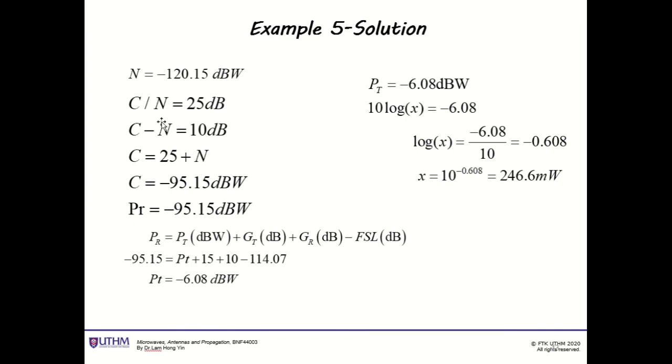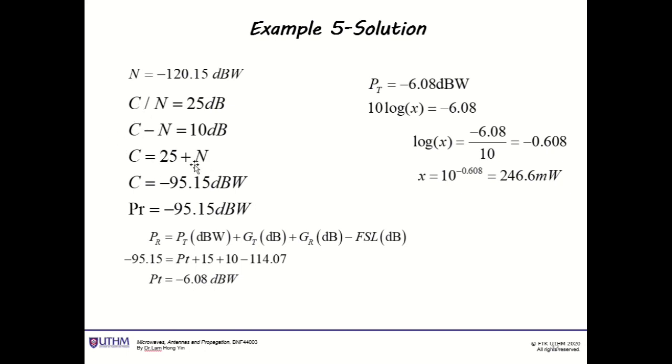Okay, so use this. You need to remember that if it's in dB, for C over N, the division here will become minus. C minus N. So in dB there's no multiplication or division, there's only plus and minus. If there's a division, you need to change it to minus. If it's a multiplication, you need to change it to plus.